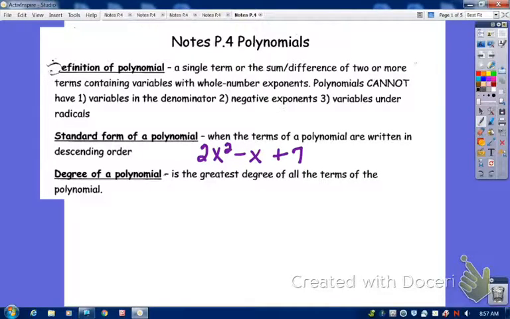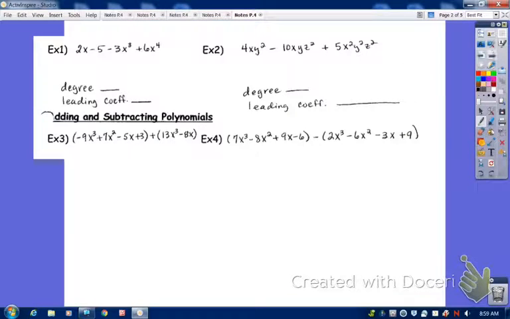If we're finding the degree of the polynomial, in example 1, I don't know why my examples are not up there. Maybe they're on the next page. Let's check and see. Or they may just be gone completely. If you're finding the degree of the polynomial, let's put it in standard form first. It's not in standard form. So example 1, what term would come first? 6x to the 4th, and then minus 3x cubed, and then plus 2x, and then minus 5.